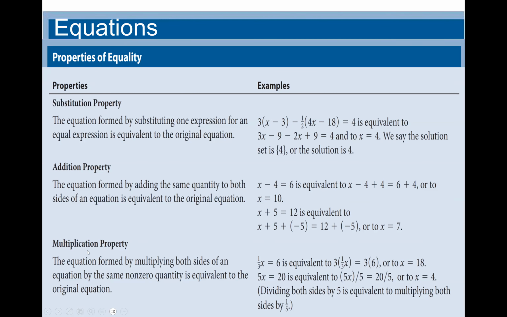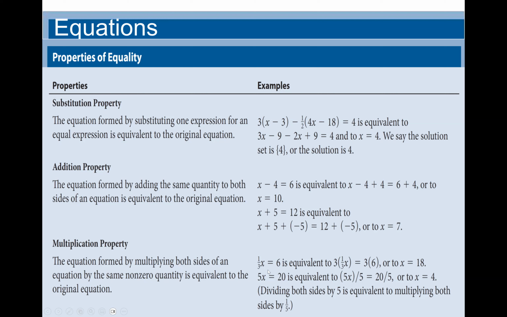The next property is the multiplication property. So it's the same concept as addition. Anything we multiply to the left side of the equal sign, we have to do the same thing to the right side, either multiply or divide, or addition and subtraction. Anything we do to the left side of the equation, we have to do to the right side. So here we are saying that the equation formed by multiplying both sides of an equation by the same non-zero quantity is equivalent to the original equation.